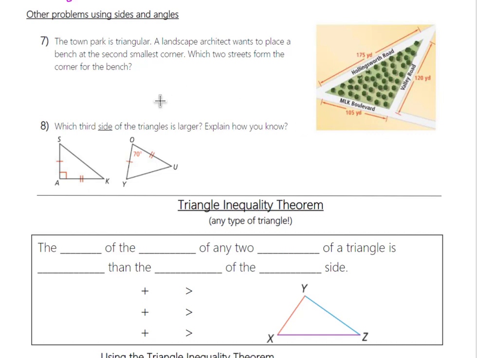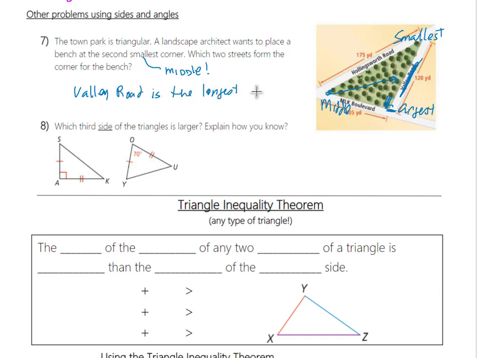Here, I started out misunderstanding this, but the bench is going to be placed at the second smallest corner, so we need to find the middle size side to find the second smallest corner. And the middle size side is going to be off the middle size angle. So we have the largest angle down there at the bottom, the smallest angle at the top. The middle size angle is right there at the intersection of MLK and Hollingsworth Road. So those are the two streets that are going to form the corner for the bench.